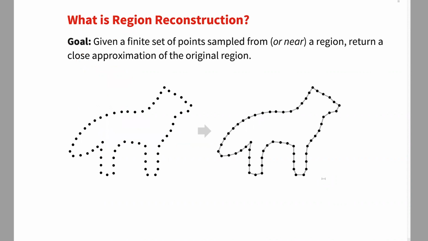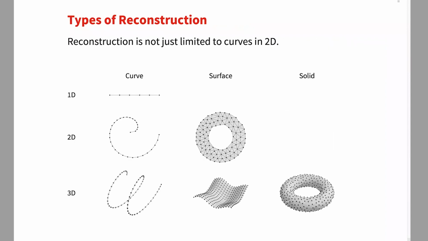So first up, what is region reconstruction? The goal is, given a finite set of points sampled from or near a region, we want to return a close approximation of that original region. It's like the game connect the dots, where you have a bunch of finite points and want to find the curve that goes through them all. However, unlike connect the dots, we are not limited to just 2D curves. We can do curves in 1D, 2D, 3D, as well as surfaces and solids. So region reconstruction covers them all.